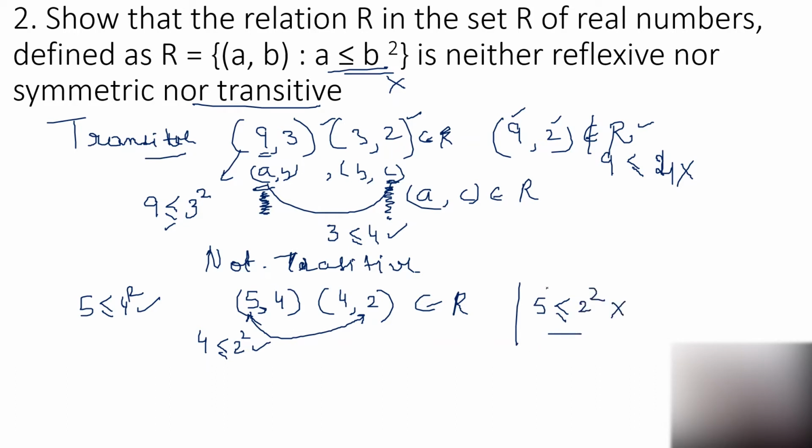It means 5 does not belong to the given relation. These are the examples, counter example. You can give either of the examples to prove that this is not transitive.